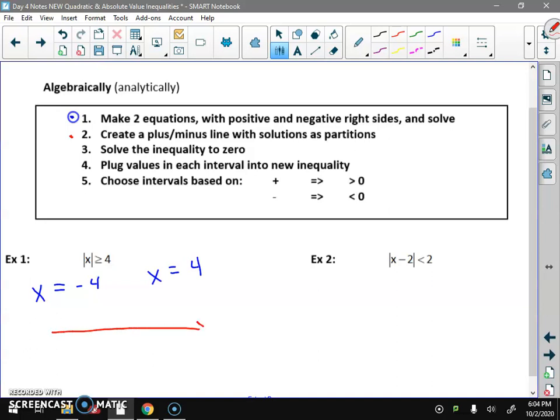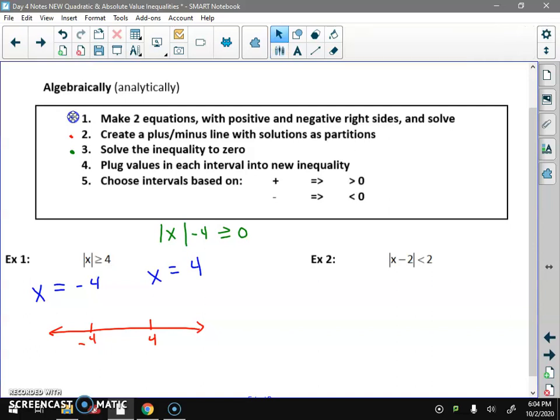What does that mean? I'm left of -4, I'm between -4 and 4, and I'm right of 4. Third, I'm going to solve the inequality to 0. We're going to do this, and then we're going to just let it set for a second. Absolute value of x, move the -4 over, is greater than or equal to 0. I always do that. Why? Because that's what we're going to plug into.